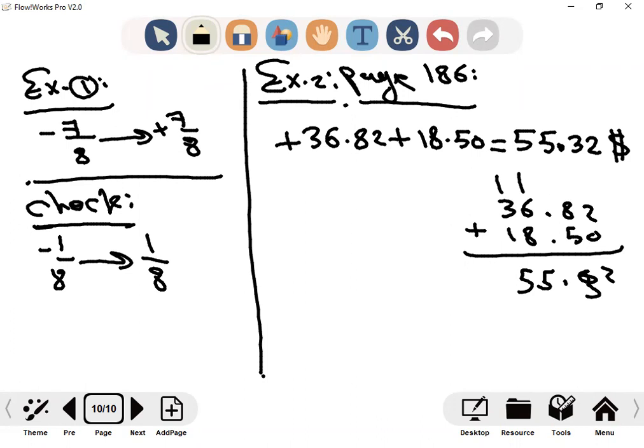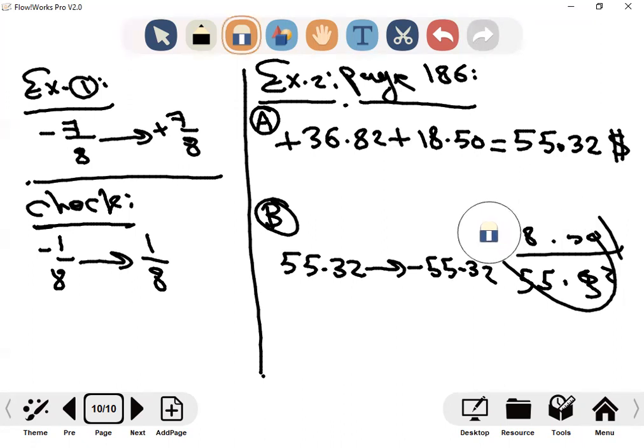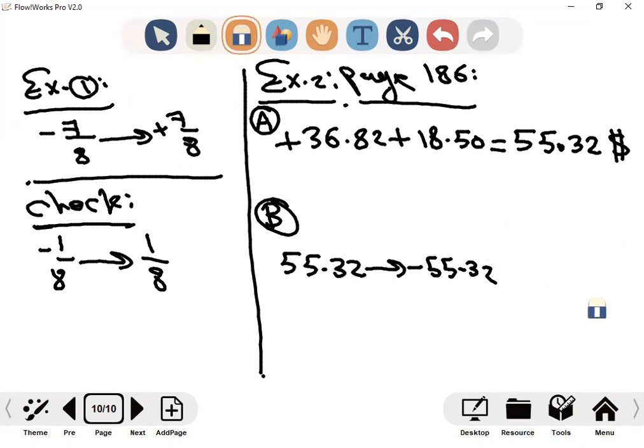Continue. This is part A. Find the total. This is the total. Continue. We want the additive inverse of the total. The total is how much? Positive 55.32. What's the additive inverse of 55.32? Negative 55.32. We don't need this, right? It's only addition. Okay? Done?